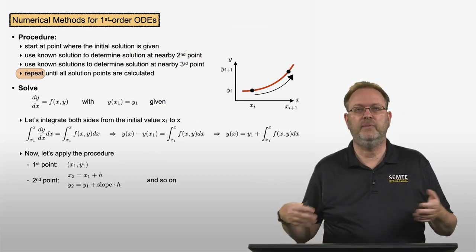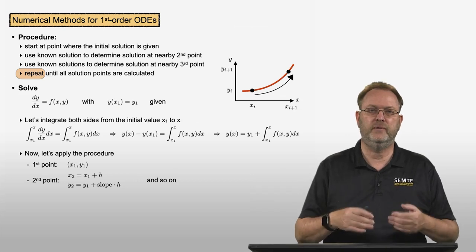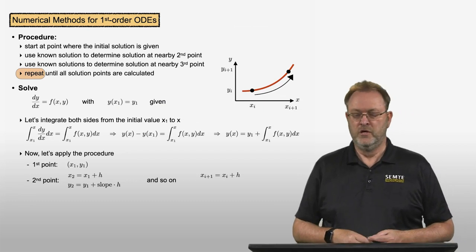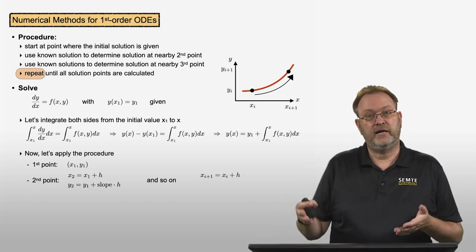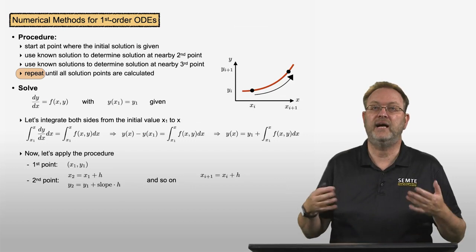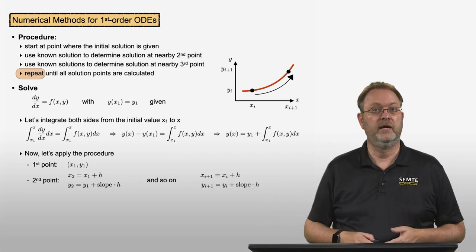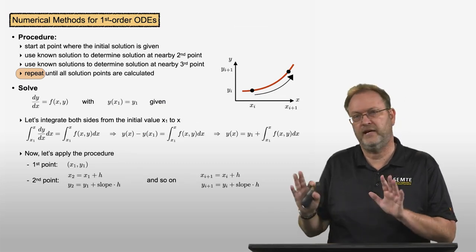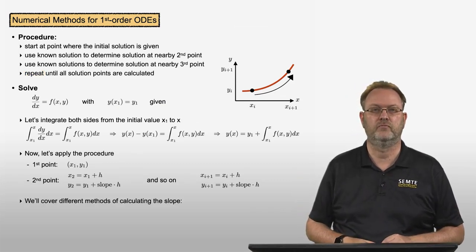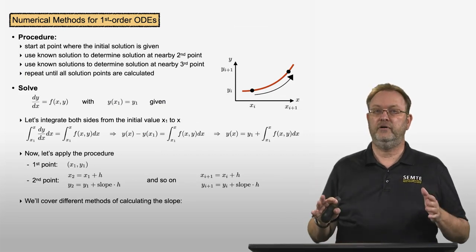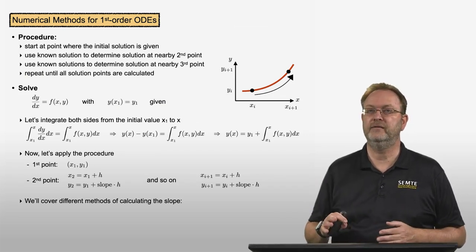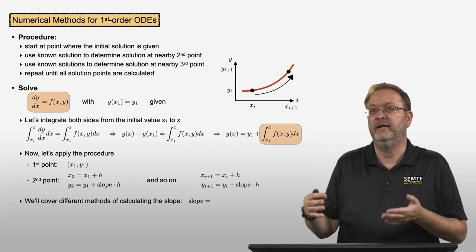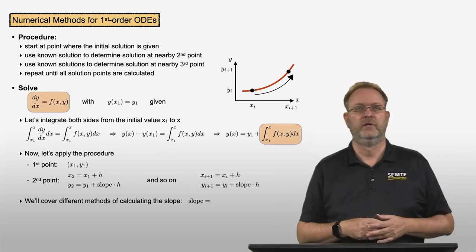And now I just keep on repeating this, using this information x2, y2 to calculate the solution at the third point, and so on. So if I go to the ith point and I want to calculate the i plus first point, then xi plus 1 is xi plus h. And yi plus 1 is equal to yi plus some slope that I don't yet know times h. Now, we will cover different methods of calculating this slope. But let's see what that slope actually is from a formula point of view.